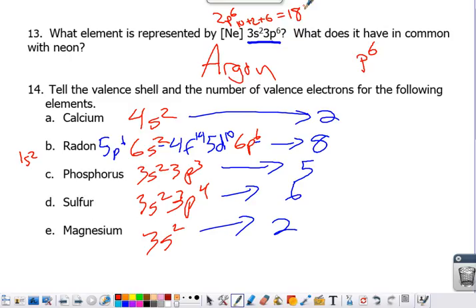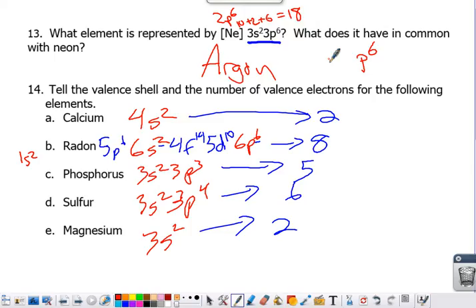That's right, 18. And argon is number 18. Good job. Tell the valence shell and the number of valence electrons for all the following. The valence is only ever the highest energy level. I've just written down the endings of each of these using Aufbau's order or the periodic table.